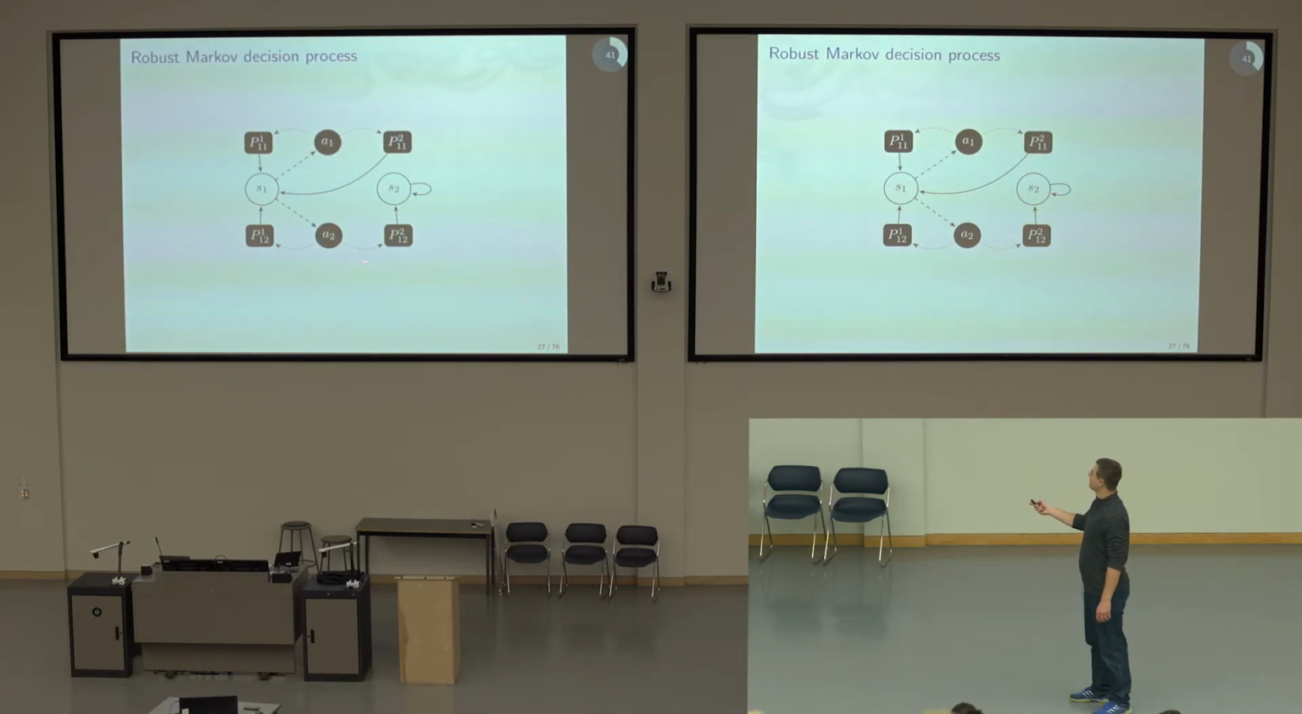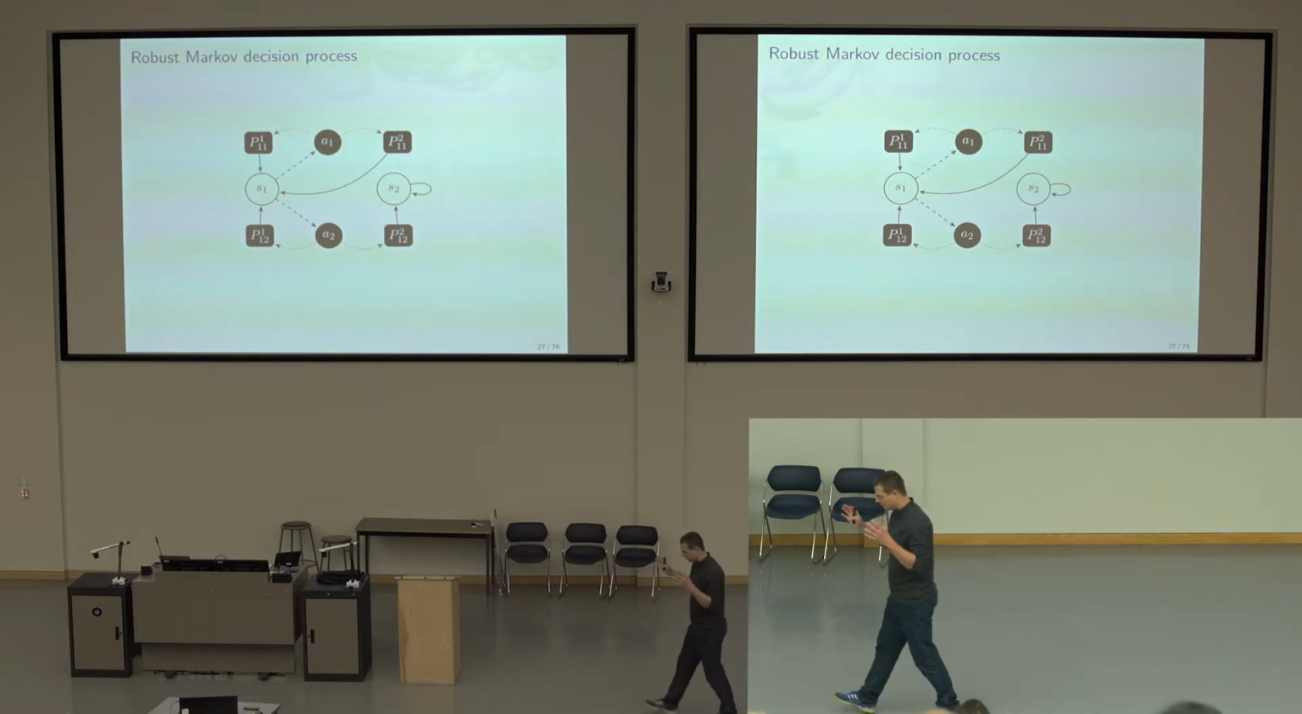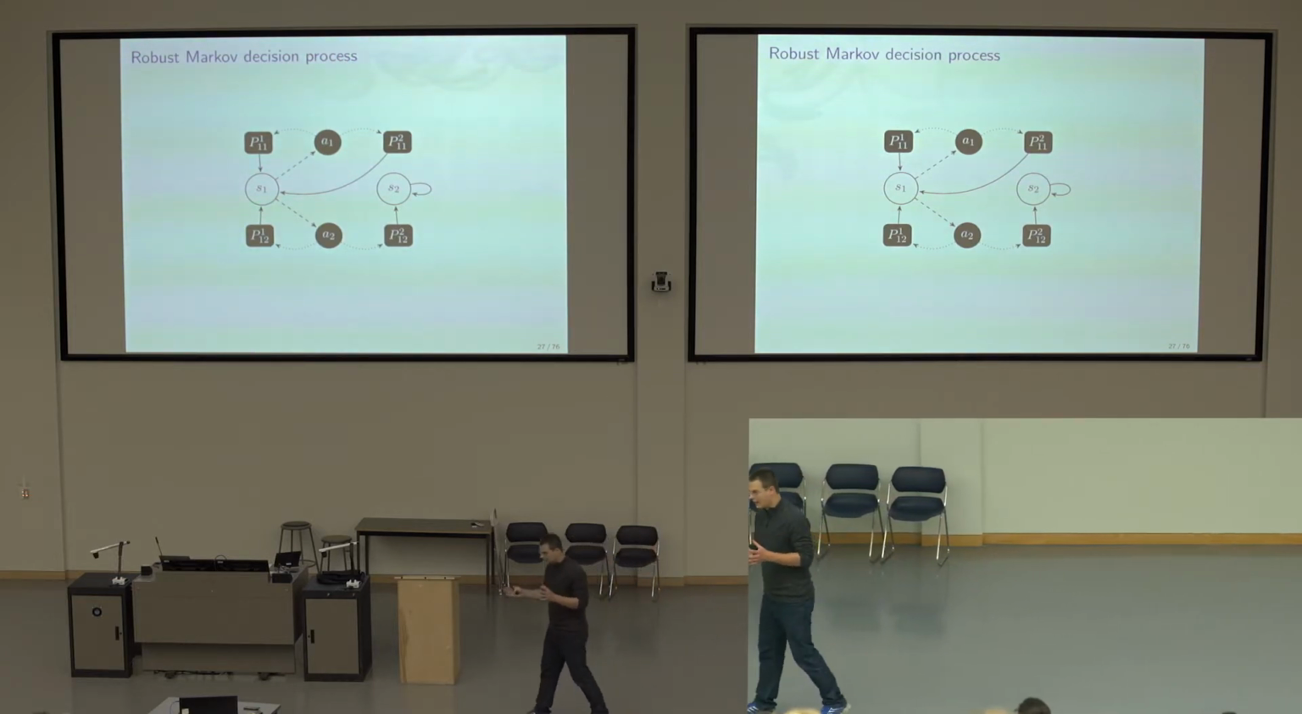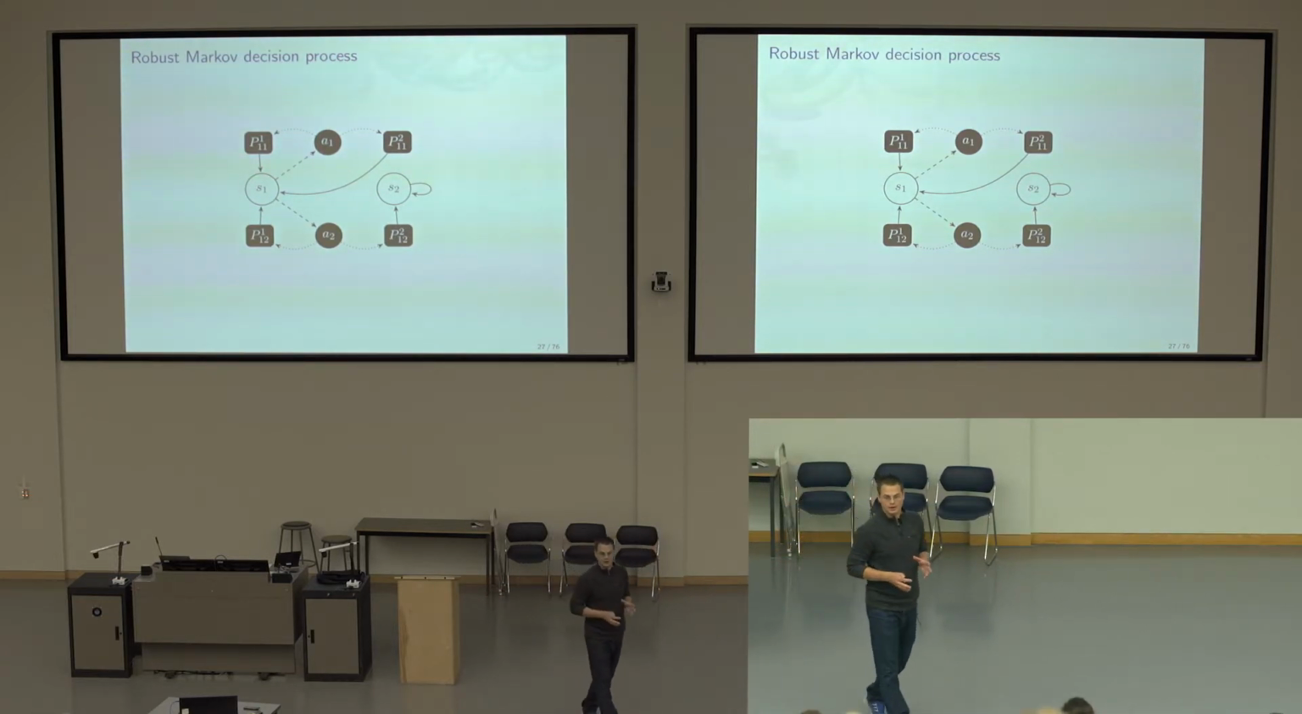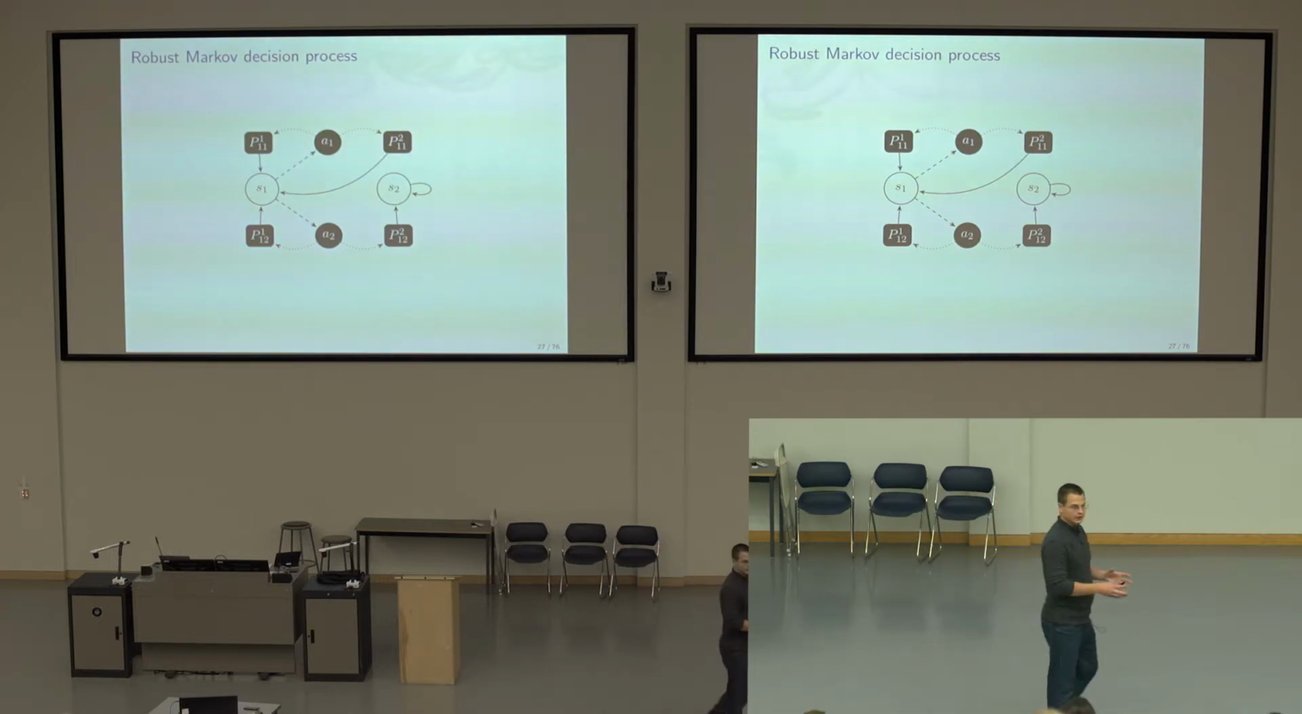So this is one way of looking at this robust MDP. It's like a game that you play against nature. You have a state, you take an action, and nature now chooses your transition probability, and that determines which state you go to and how much reward you get. So think of it as a specific type of zero-sum game against an adversarial nature.